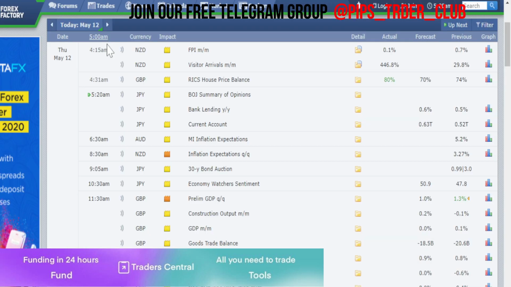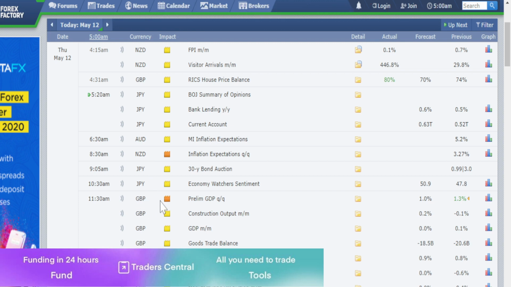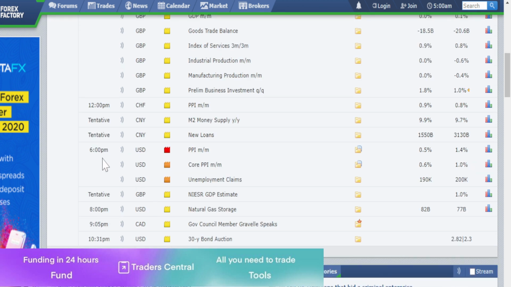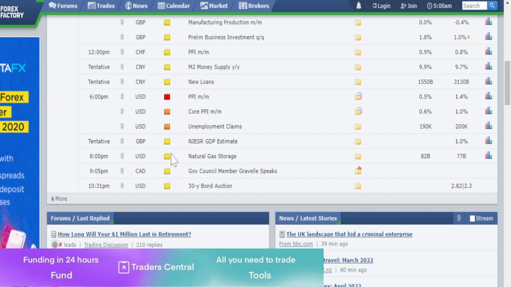When we look at the economic event calendar, today is Thursday, May 12th, and we have lots of low impacting news coming up. At 8:30 AM we have medium impacting news on the New Zealand dollar. At 11:30 AM we have medium impacting news coming up on British pound related currency pairs. Then at 6 PM we have high impacting news coming up on US dollar currency pairs. Otherwise we have only low impacting news. So plan all your trades based on this economic calendar news schedule.